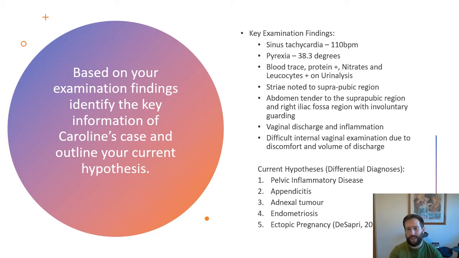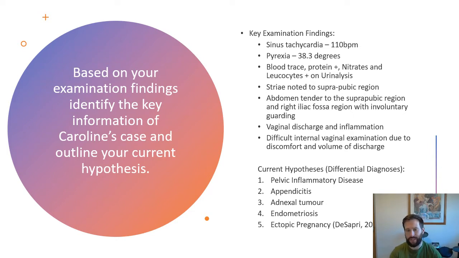Some of the reasons for that are that I think the pyrexia is indicative of an inflammatory or infected process. There's obviously a systemic response to that, as she has sinus tachycardia. The urinalysis is also suggestive of some urinary tract or possibly GUM infection. The fact that she has some vaginal discharge present, and that it was a difficult internal exam, all helps me to hypothesize that it is very likely to be pelvic inflammatory disease, which is an umbrella term that captures several infective processes of the upper genitourinary tract of females.